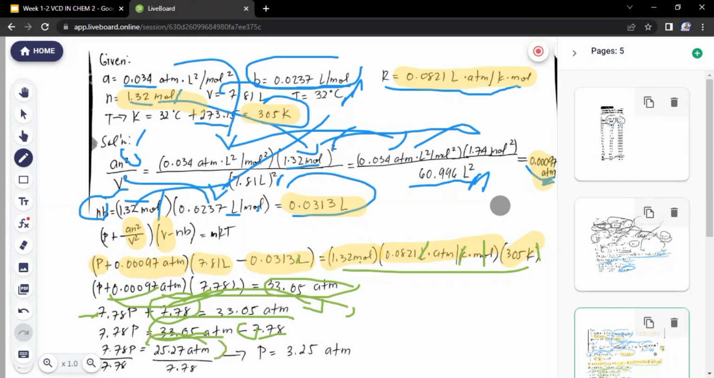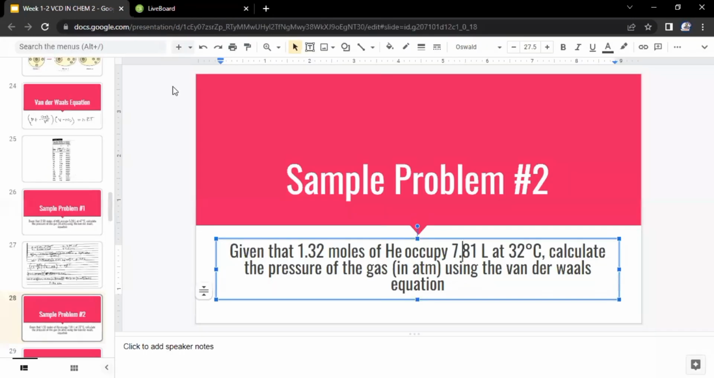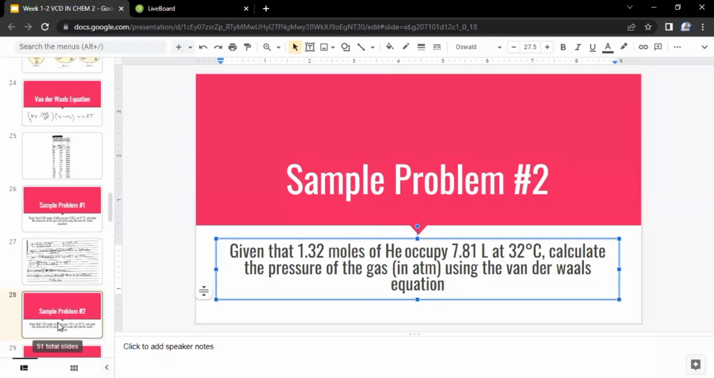And then divide both sides by 7.78, you will be left with the pressure variable. 25.27 divided by 7.78, and then that will be the value of your pressure, therefore, is 3.25 atmospheric pressure. This is the answer for sample problem number 2. All right. Next, sample problem number 3.